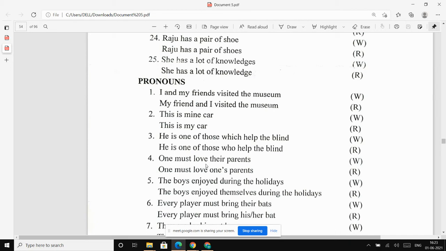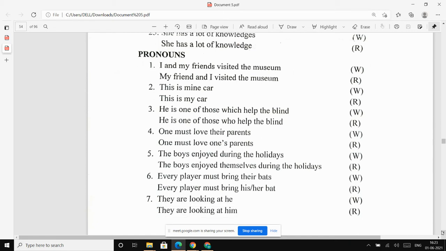And then one must love their parents, so you should agree with the same pronoun. One must love self, one must love one's parents. Reflexive pronoun here. Reflexive pronoun or which pronoun? Is it a reflexive one? What is the reflexive pronoun here? Them, themselves is the reflexive pronoun. Okay, the boys enjoyed during the holidays. The boys enjoyed themselves during the holidays is the right sentence.